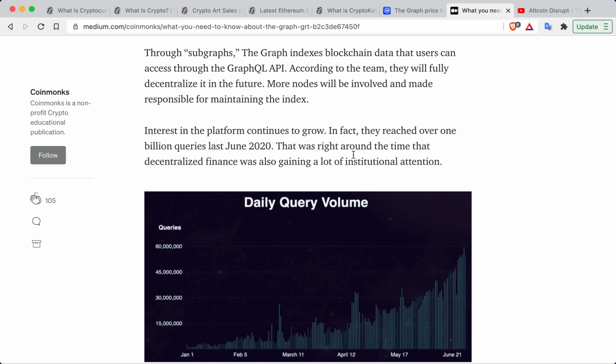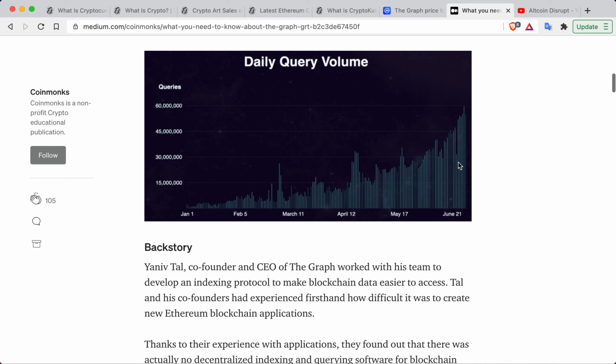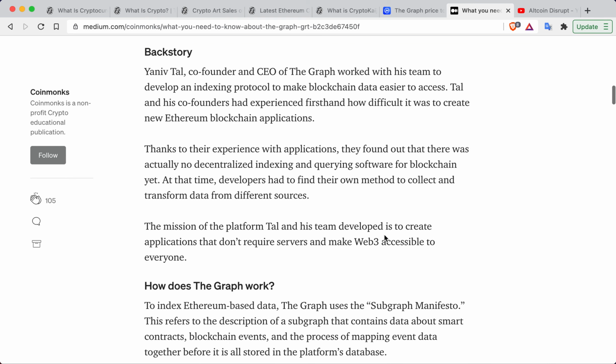So it's interesting what they're trying to achieve, and what they have achieved. Like they were saying, the interest in the platform will continue to grow. In fact, they reached over 1 billion queries in June 2020. That was right around the time that decentralized finance was also gaining a lot of institutional attention.